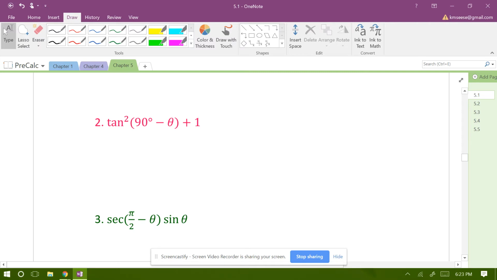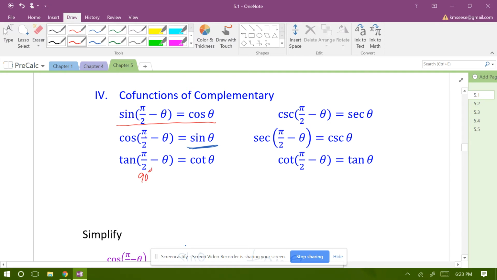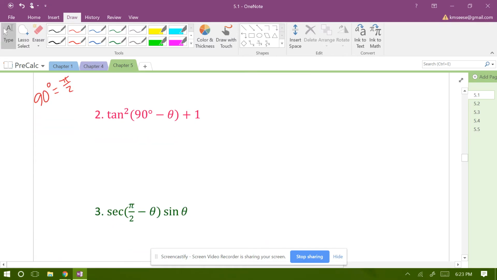Tangent squared of 90 minus theta. Well, recognizing 90 degrees is equal to pi halves, so all of these could be substituted with 90 degrees. I have tangent of 90 minus theta that I can identify, but I don't have a tangent squared. So it's important to recognize that tangent of 90 minus theta times tangent of 90 minus theta, that's what it means to square something. You multiply it by itself, right? So I do have what tangent of 90 minus theta is, and that is cotangent.